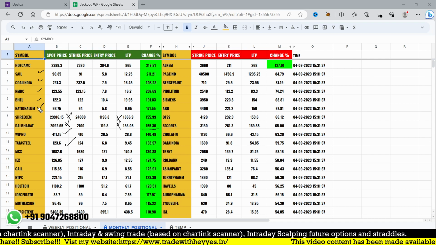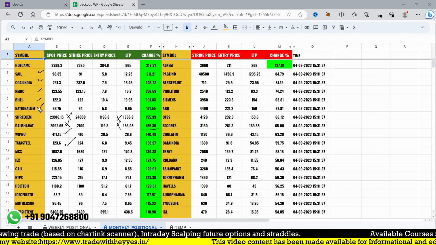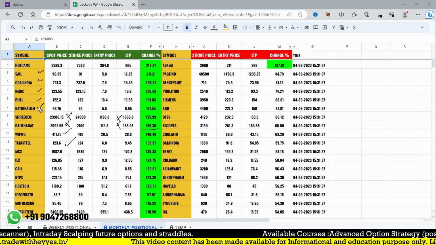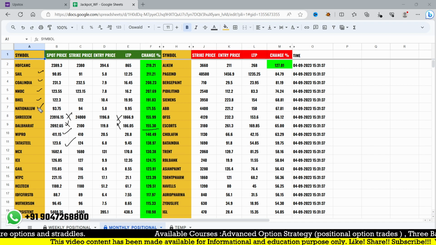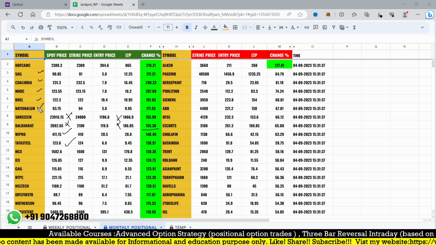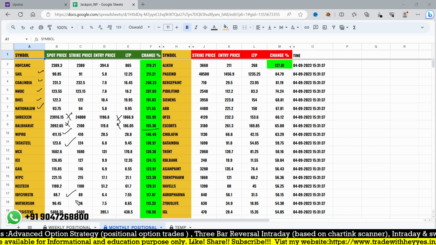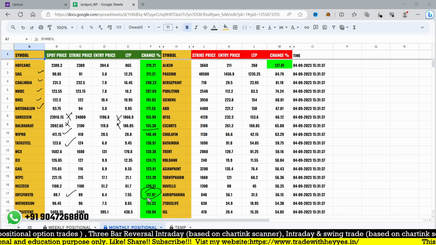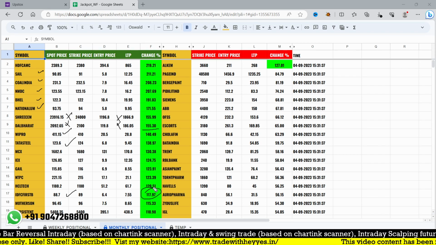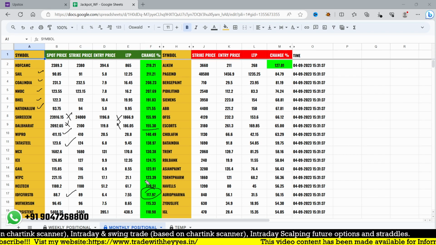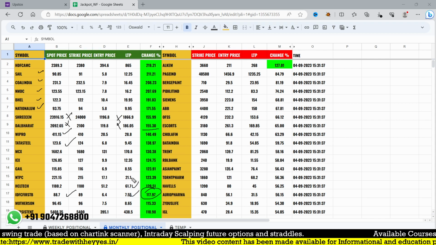And IEX, which also triggered now, to Gale 6.9 to 8. So maybe it's a positional trade. We are going to hold it on a monthly basis. And in this case, IDFC Bank was a great move. Lot size is around 10,000 or 15,000 for IDFC First Bank. So that is also giving you such big moves.